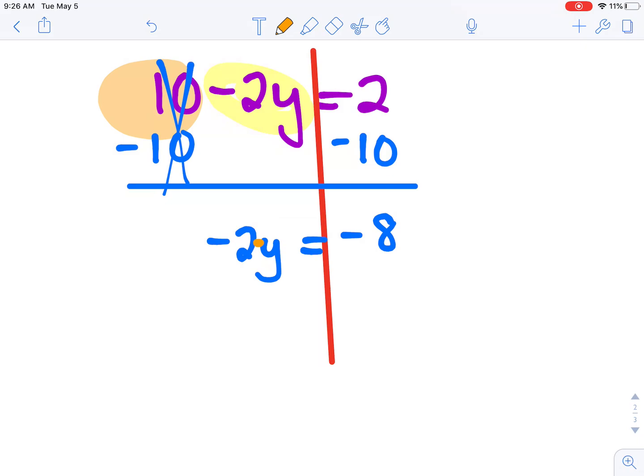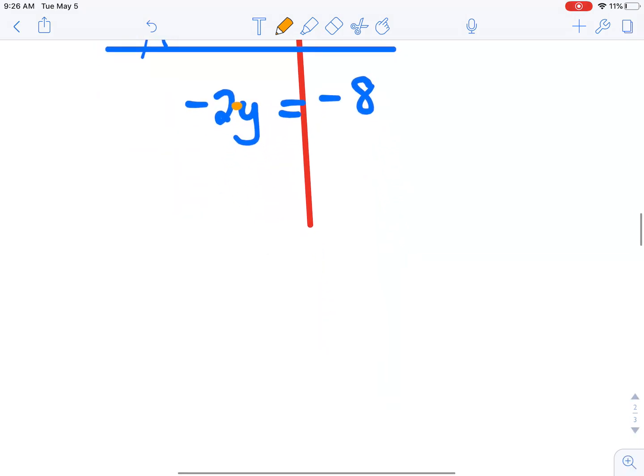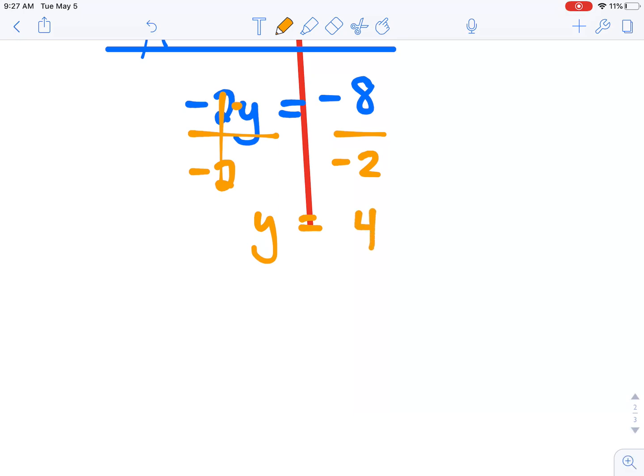Our original operation here is multiplication. So to undo multiplication is division. You divide by the number you see. So we're going to divide by -2 and y equals 4.